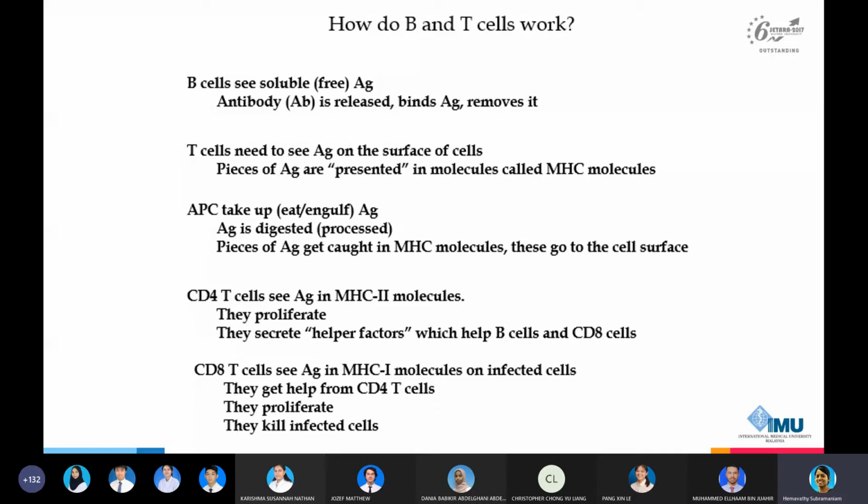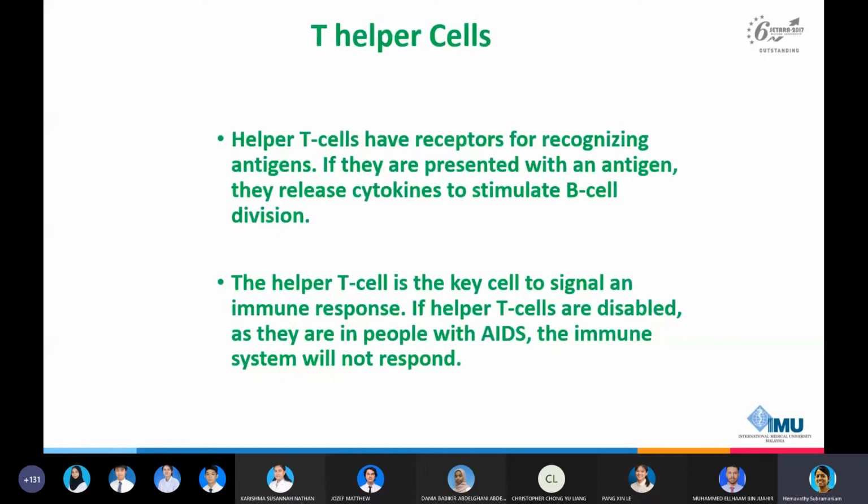Okay, probably we have more details about T helper cells. Helper T cells have receptors for recognizing the antigen. With an antigen, they release cytokines to stimulate B cell division, meaning they can also enhance the function of another immune cell. The helper T cell is the key cell to signal an immune response. If helper T cells are disabled, for example in people with AIDS, the immune system will not respond at all. So you have a key player here, T helper particularly.